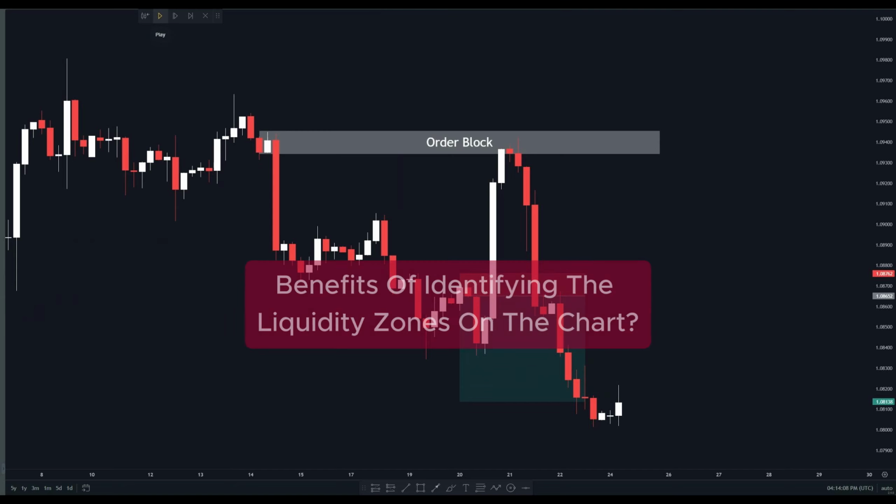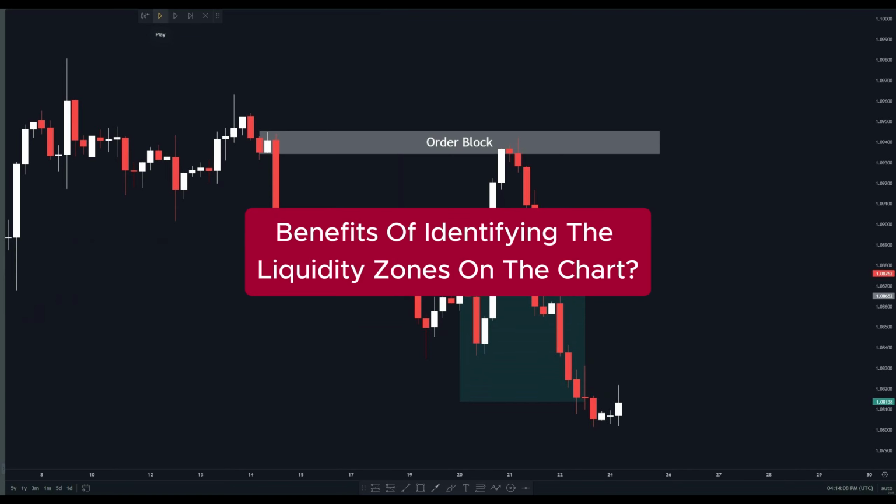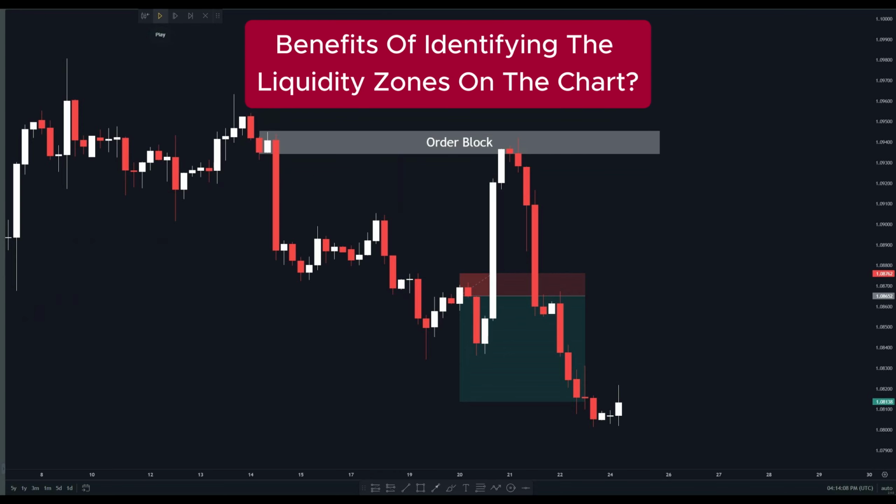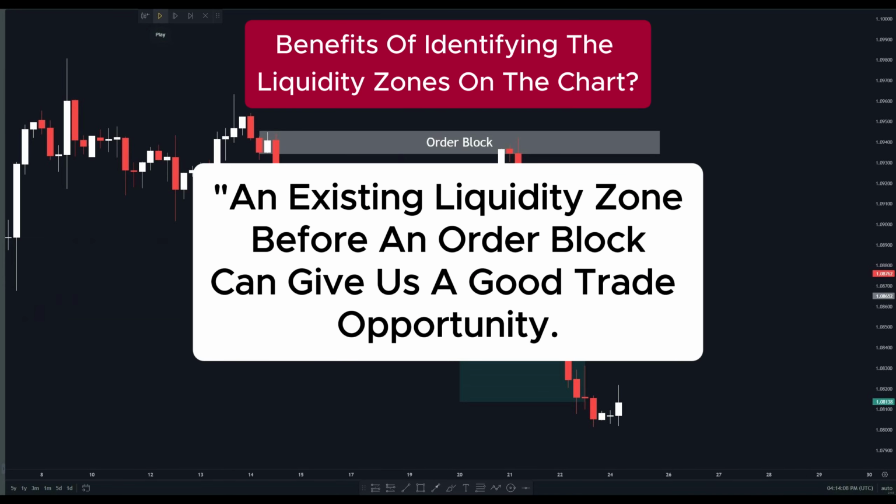The next question is, what are the benefits of identifying the liquidity zones on the chart? The first benefit of identifying a liquidity zone is that an existing liquidity zone, before an order block, can give us a good trade opportunity, as we know that liquidity is a fuel for the movement of price in the market.